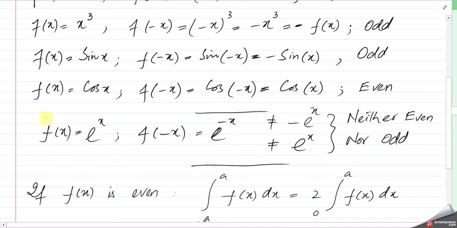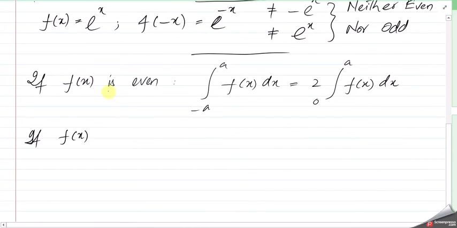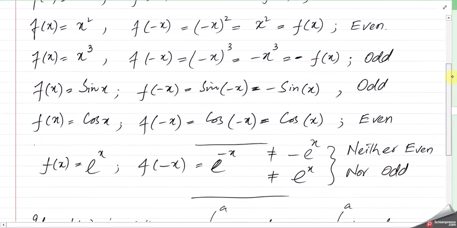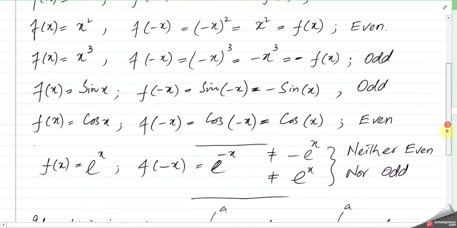there are functions which are neither even nor odd. For example, let's say f of x equals e power x. If we replace x with minus x, we get e power minus x. Now the minus cannot come outside, like minus of e power x. It's not equal to minus of e power x. It cannot come down, or it cannot vanish either. It's not equal to e power x either. So this function is neither even nor odd. So there are three types. It means either the function is even or odd or neither even nor odd.